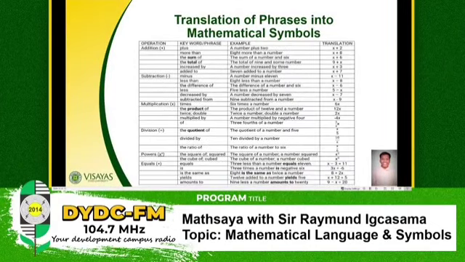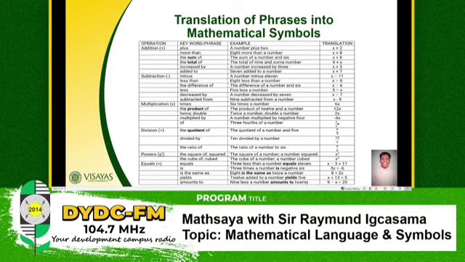Translating expressions into symbols has been a challenge to many students. So, in this lesson, we show how to do this translation by giving sufficient examples. You have there on screen addition, for example. The keywords are plus, more than, the sum of, the total of, increased by, added to. If you encounter these words, then it means addition operation.